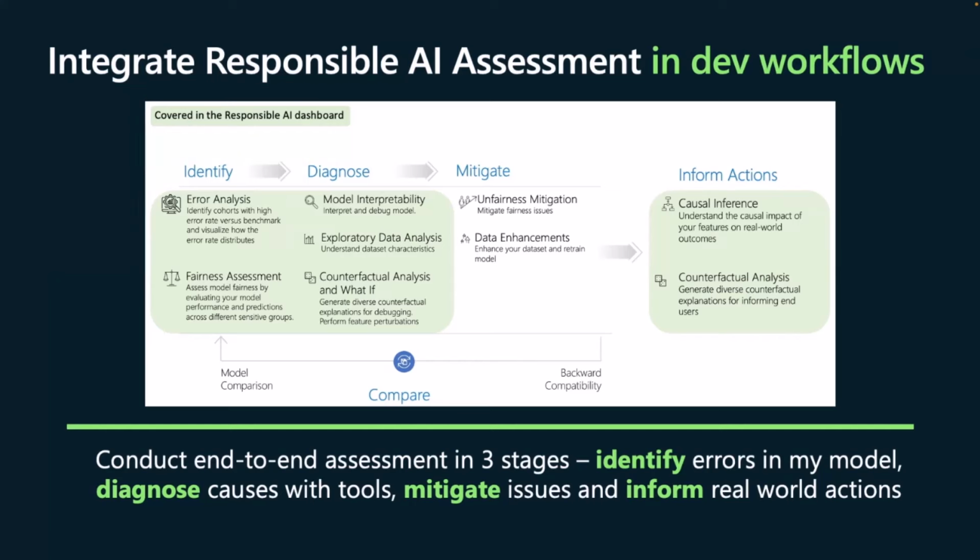Let's look at the data. Let's look at the model. Let's look at counterfactual analysis. Let's figure out how we could have changed this. And finally, there are the two steps, mitigation and inform actions. We're not going to cover mitigation or inform actions today, but we'll give you resources that you can look at.